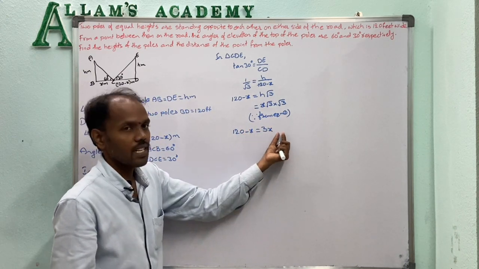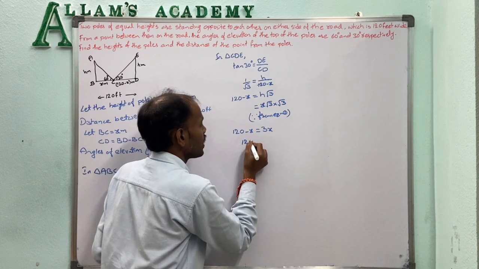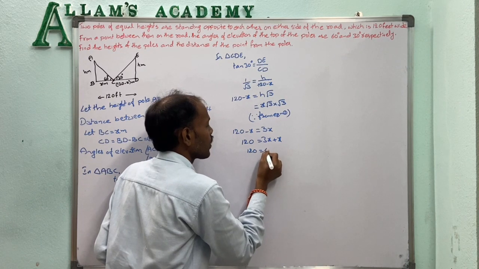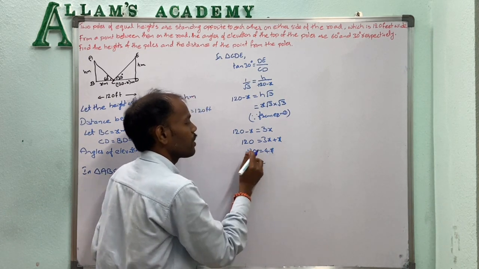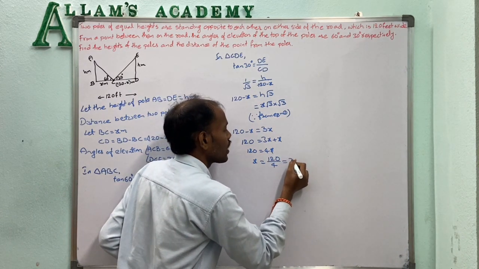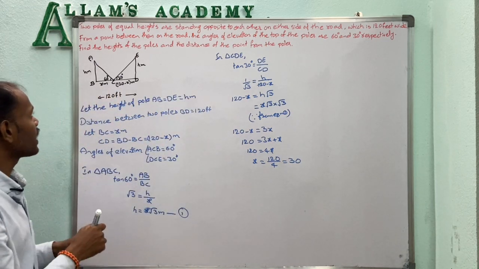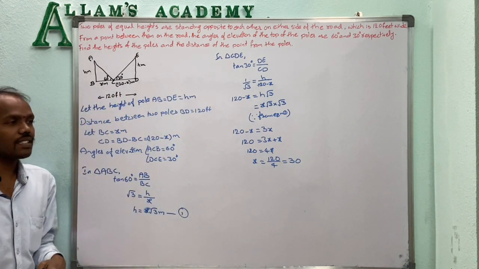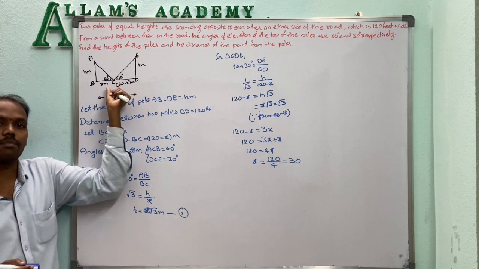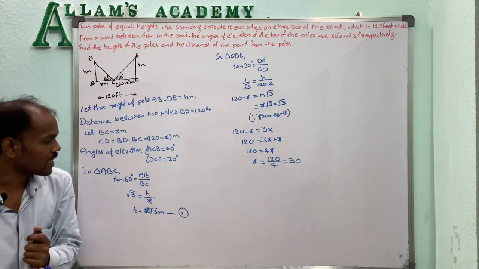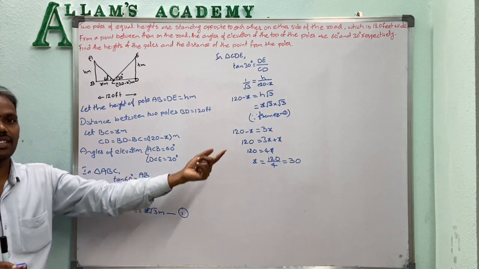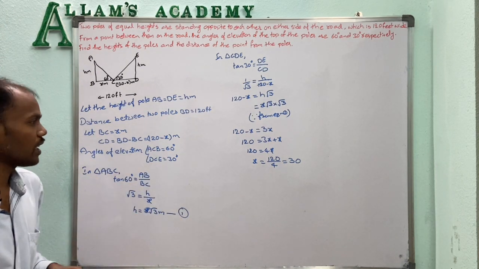Now this minus X transfer to that side, plus X. 120 equal to 3x plus x equal to 4x. 120 equal to 4x, then x equal to 120 by 4, multiplication transferred to this side becomes division, that equal to 30. So point x is 30 feet distance there. The other part is 120 minus x, that means 120 minus 30 equal to 90. And the height of the pole asked, that is x root 3, x equal to 30, height of the pole equal to 30 root 3 meters.